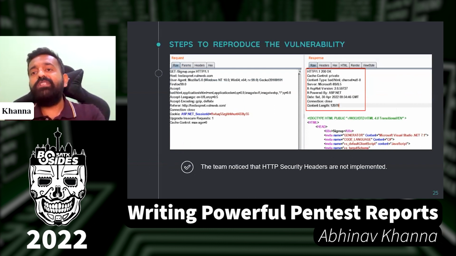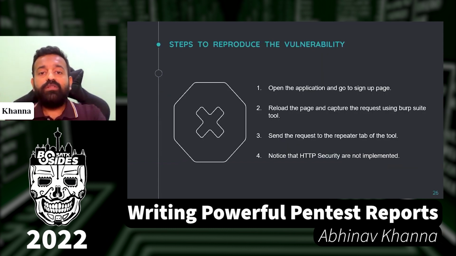The last point, what we said, that do not write unnecessary steps. This is a vulnerability called missing HTTP headers. And we can write it as: the team noticed that the HTTP security headers are not implemented. That's it. It can work in a single step. Now, this is a completely wrong way to report the same vulnerability. Open the application, go to sign up page, reload the page, go to Burp, send the request to Repeater, notice that headers are not there. These steps are unnecessary and are not required. You can simply do it in a single step.